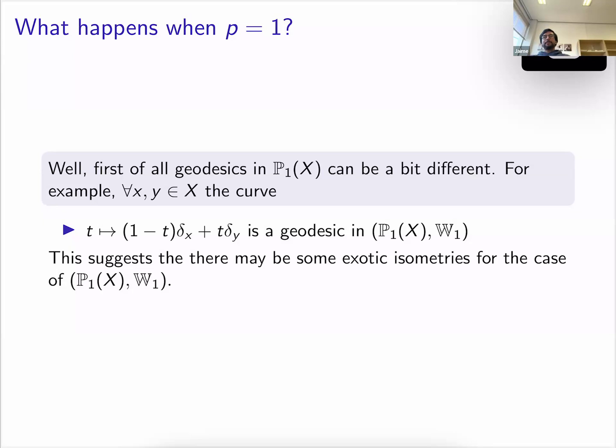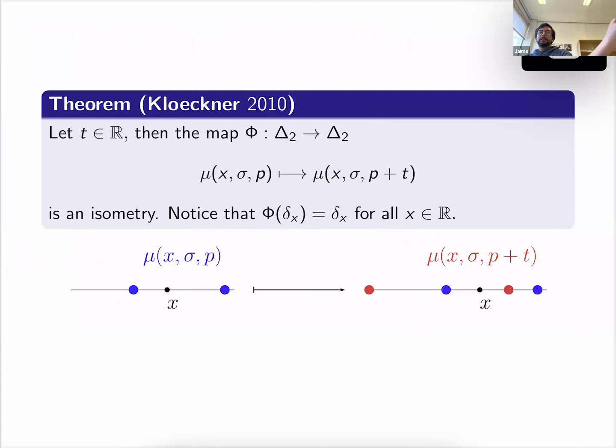And notice that this curve does not correspond to moving along geodesics in my base space. So this is something a bit different. And the thing is that maybe with this weird behavior, one can expect some exotic isometries to appear. By exotic, I mean something like this one here, where you have this weird behavior that you're fixing Dirac deltas, but you're still having something move.